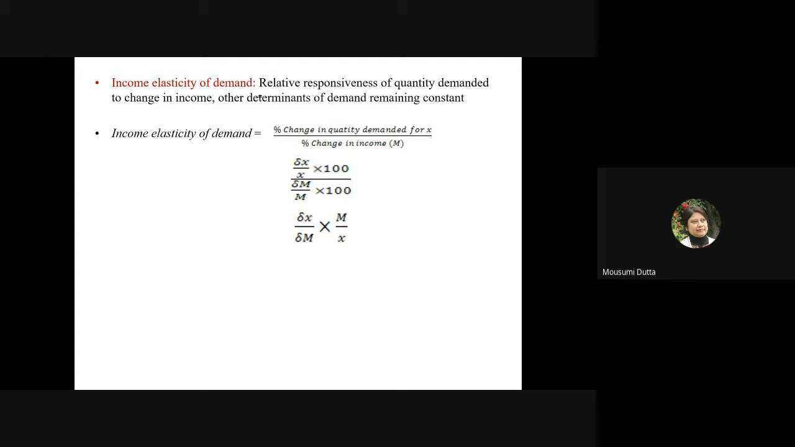Are you getting the definition? Other things remaining constant, income elasticity of demand indicates responsiveness of the demand of the concerned commodity due to change in income of the individual. So I hope everybody is getting this. Yes, ma'am. Okay. Now, there can be different possible values of income elasticity of demand. It can be greater than 1, it can be equal to 1, it can be less than 1.